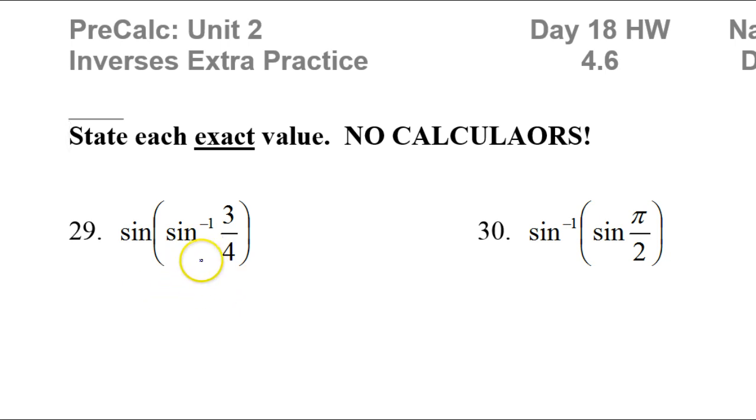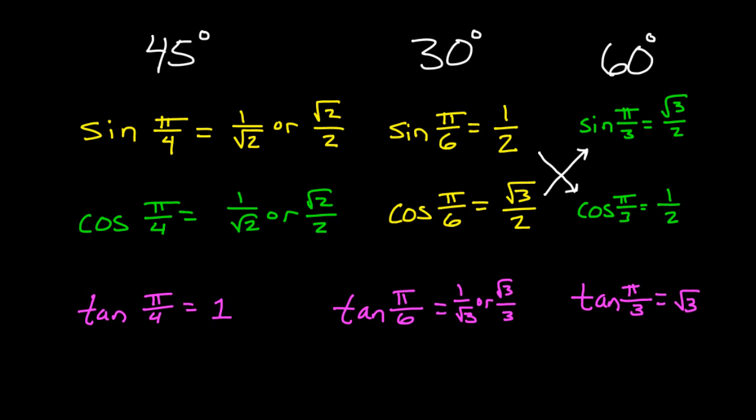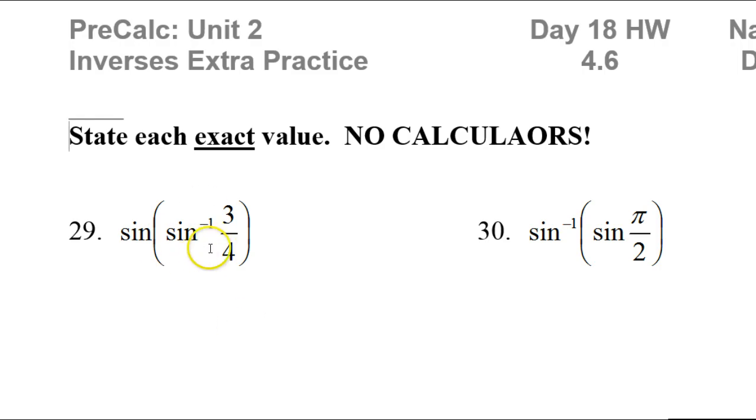Now first of all, remember what an inverse trig function is. An inverse trig function is just an angle. This inside of here is an angle. It's the angle whose sine is 3/4. Now 3/4 is not one of the values that we have memorized. So there's no way we can actually find out what this angle is without a calculator. But we don't need to.